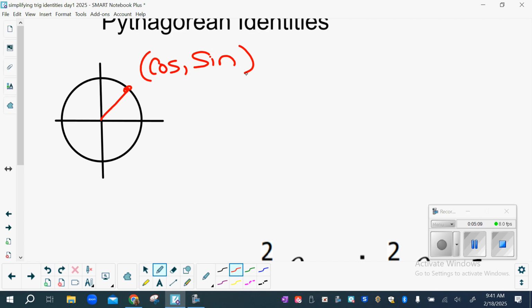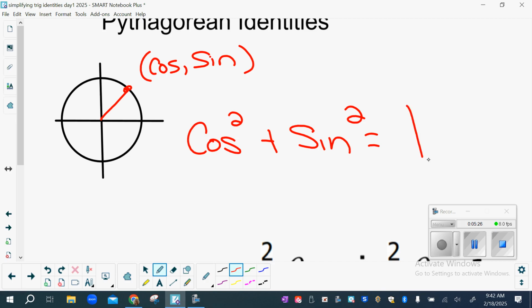And watch what we can say now. If you take this guy and you square him, and you take this guy and you square him, it every time, forever and ever, for the rest of your lives, will equal 1. Will equal 1. That is our first Pythagorean identity.